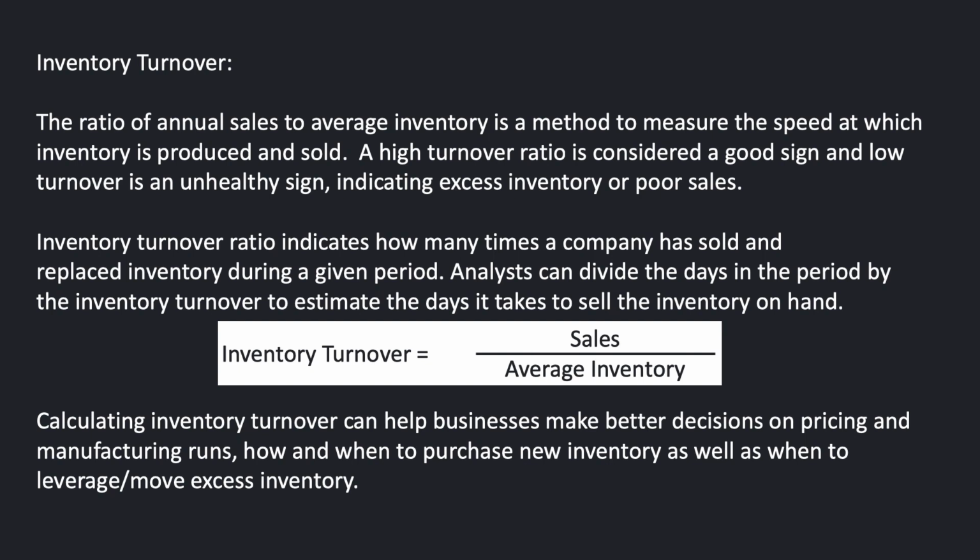Inventory turnover ratios indicate how many times a company has sold and replaced the inventory during a given period. Analysts can divide the days in the period by the inventory turnover to estimate the days it takes to sell the inventory on hand. So again, inventory turnover equals sales divided by average inventory.